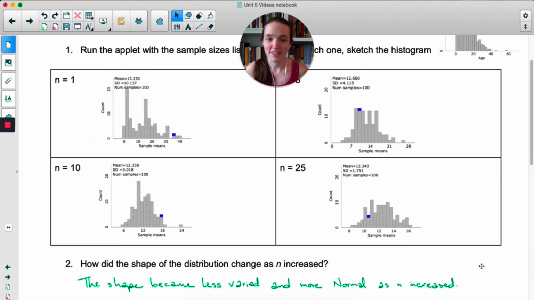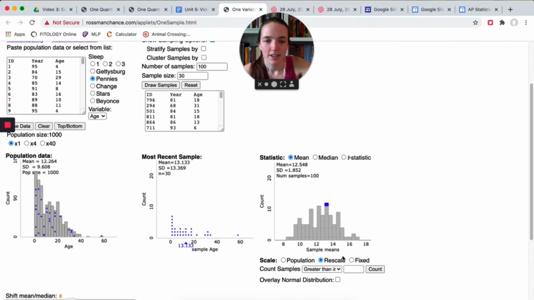But if we pay attention to the scale on the bottom, we can see that we went from a range of 40 to a range of about 8. So that's a big improvement. We can also see that the shape is much more normal. In fact, there's a button here where you can overlay the normal distribution.